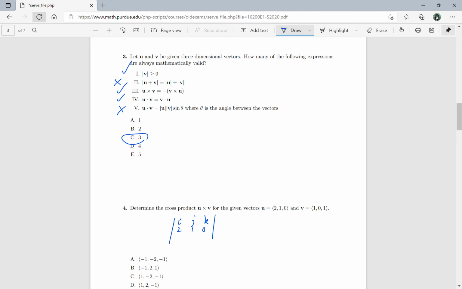The cross product of these two vectors is this determinant. Main diagonal product minus off diagonal product. 1 times 1 minus 0 times 0. Negative 2 times 1 minus 0 times 1. And 2 times 0 minus 1 times 1. C.